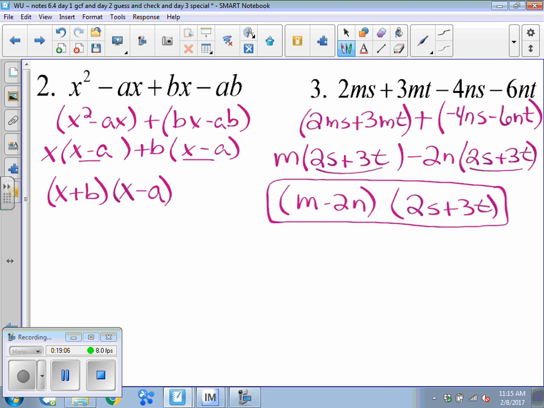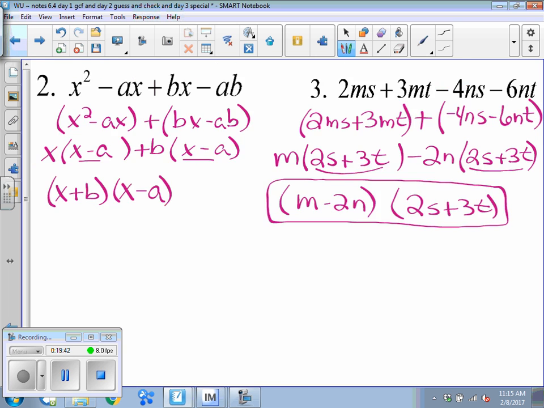Yes? Yes, you could write it as negative 2n plus m. Sure. Same thing. The 2n stays negative. She asked, could you write this? That's the same thing. Yes. The terms can be reversed. What's important is if you redistributed this, you would end up back here. Okay? Any questions? All right, I have one more for y'all to try.